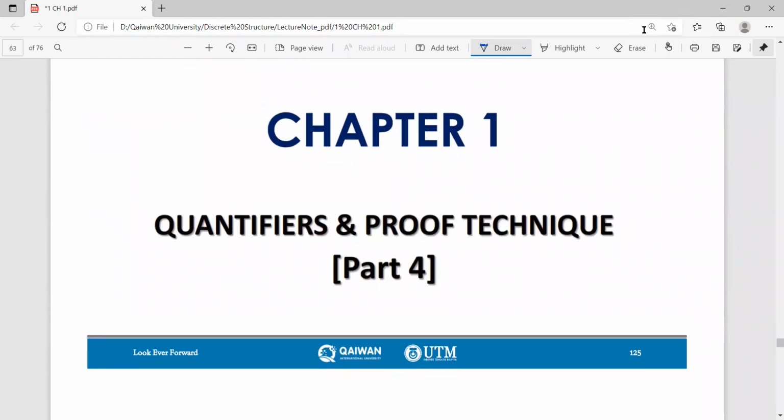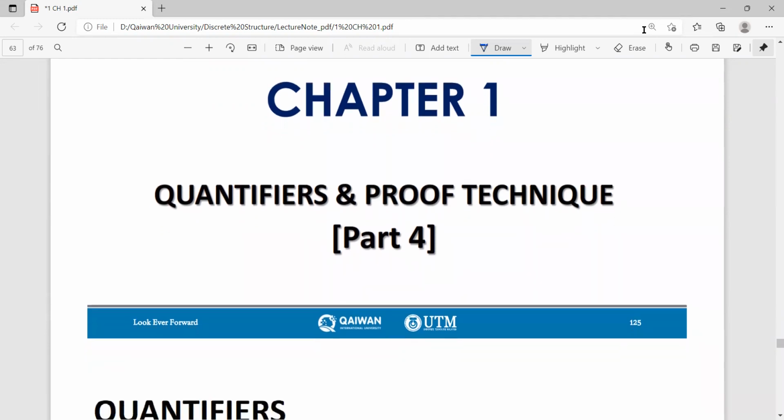The last part of chapter 1 is quantifiers and proof techniques. Here we talk about quantifiers and also proof techniques. In proof techniques, we are going to talk about 3 types. We have 3 methods for proving theorems.